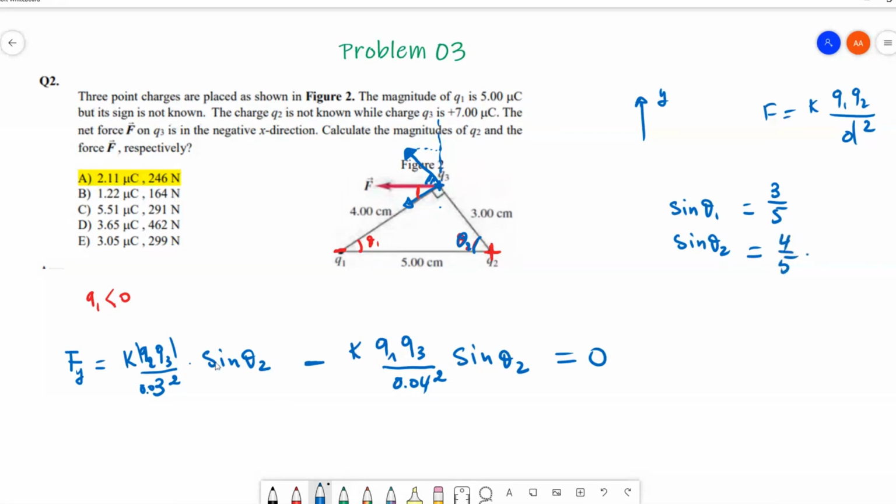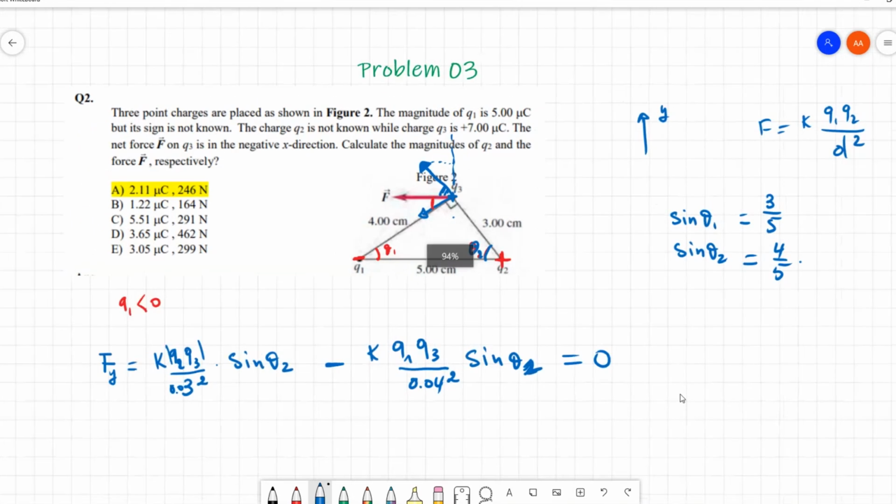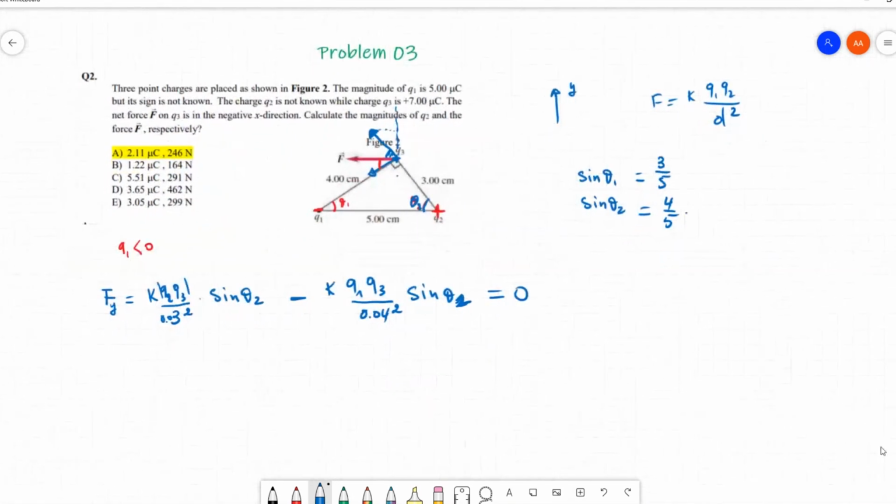Okay, so here we have these numbers. Sine θ2 and sine θ, sorry, here you should have told me θ2, here's θ1. Great. Okay, let me go here. You can stop me at any moment, okay? If you have any question, you can stop me.